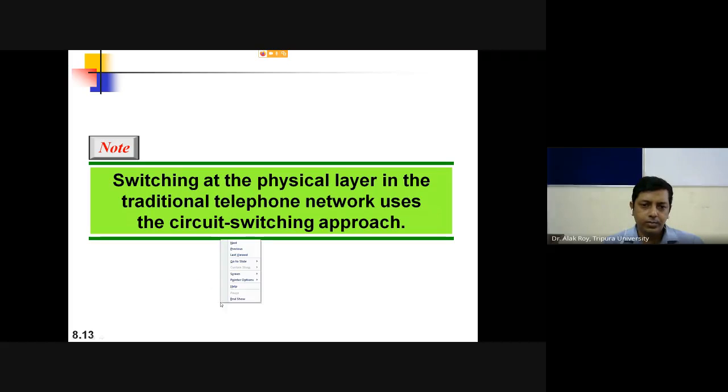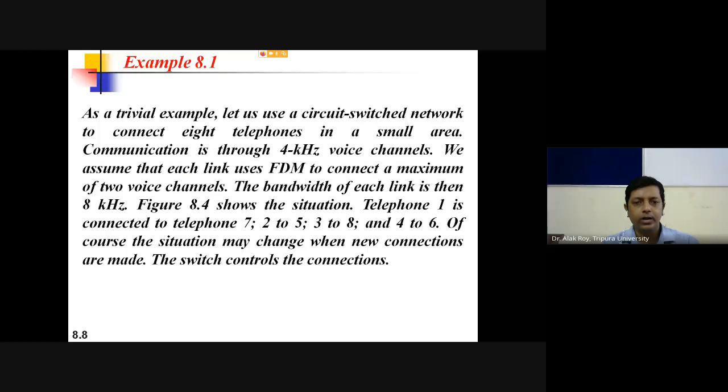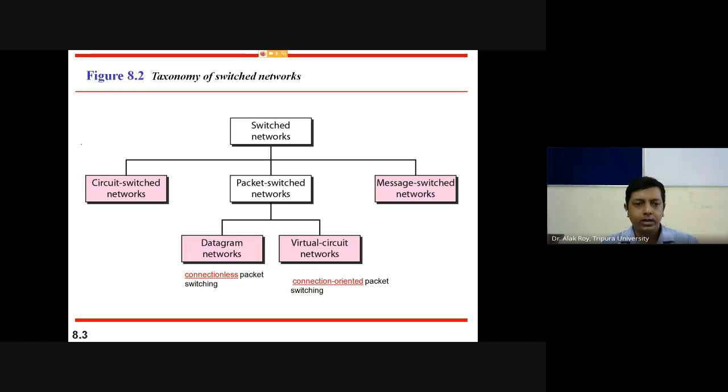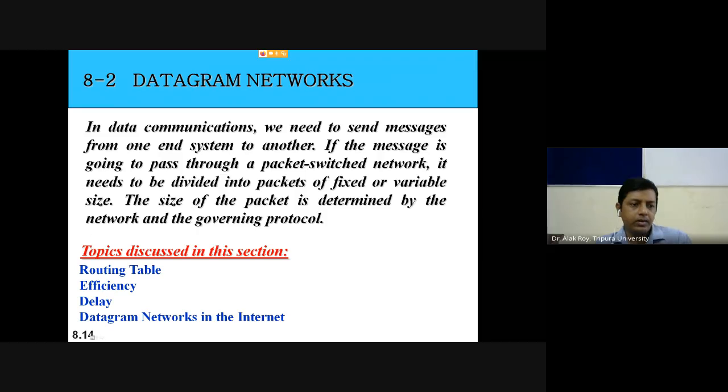So switching at the physical layer in the traditional telephone network uses the circuit switching approach, as I just told you. So what we have completed, we have already covered the circuit switch network. Okay, let's start with the second type. Second type is your datagram network.